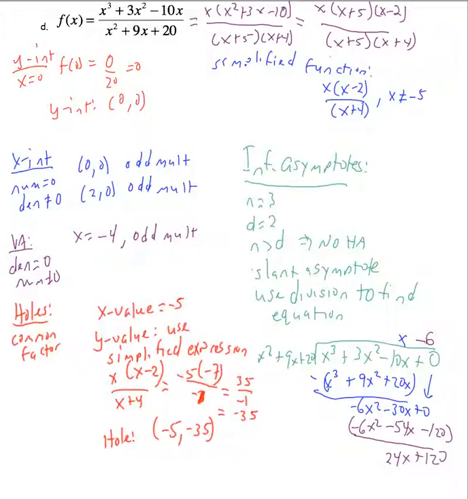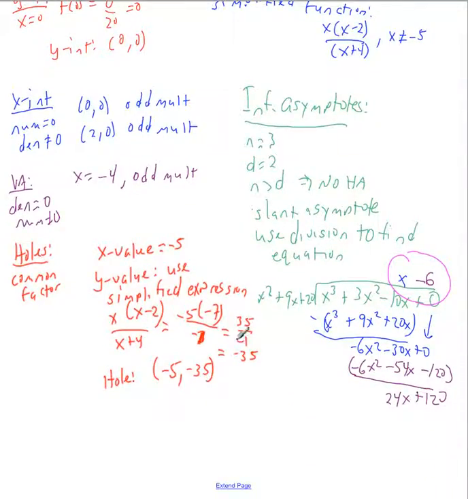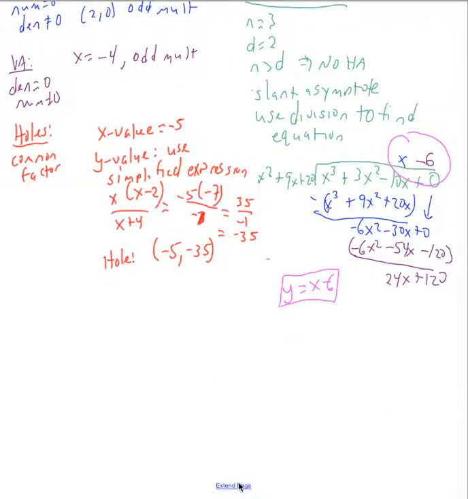In terms of our slant asymptote, we are only concerned about the quotient. So we have a slant asymptote with an equation of y equals x minus 6. That's our slant asymptote, y equals x minus 6. The last thing we want to know is, does our graph cross this slant asymptote? So let's do that analysis.